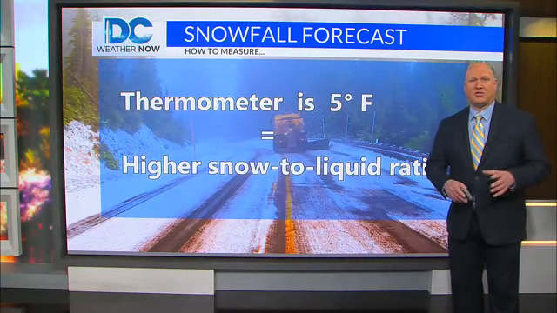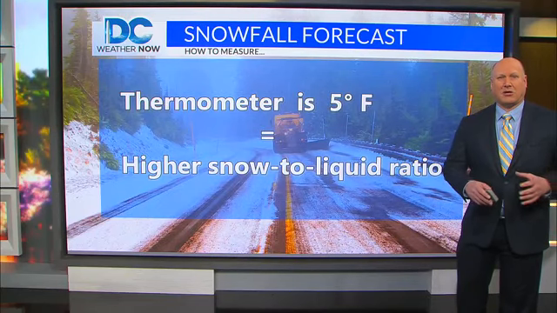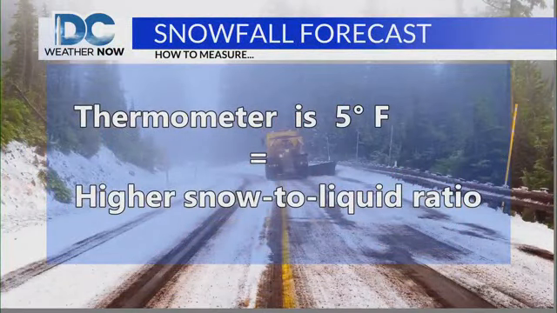Stronger winds will cause the snowflakes to break apart by colliding with one another, allowing them to pack closer together on the ground. So how do meteorologists use snow ratios in a snowfall forecast? Well, we start by looking at the temperature, followed by the precipitation total forecast.